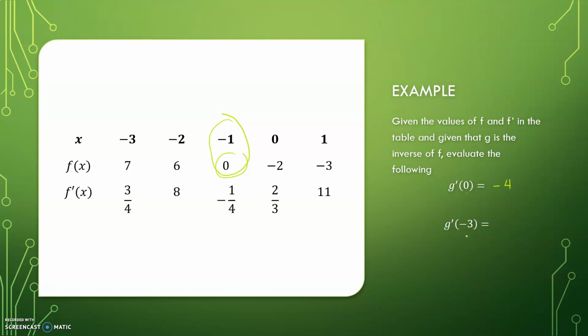g prime of -3 means that the y-coordinate on g is -3. So the x-coordinate on f is 1, and the slope at that point is 11. So g prime of -3 would be 1/11.